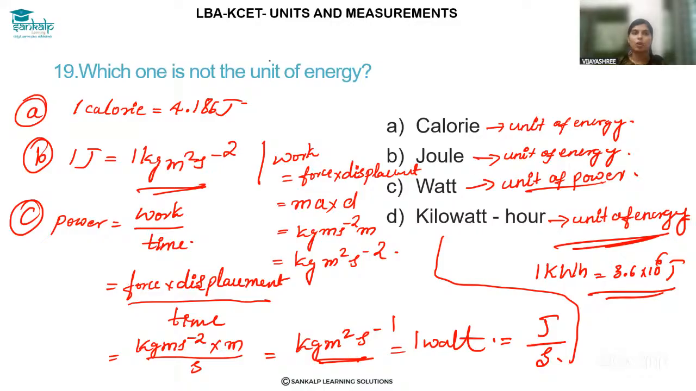So which is not a unit of energy, they have asked. So the right answer is option C, watt. Watt is not a unit of energy. It is the SI unit of power. Okay, thank you.